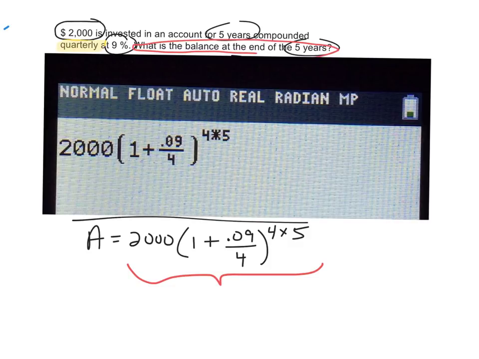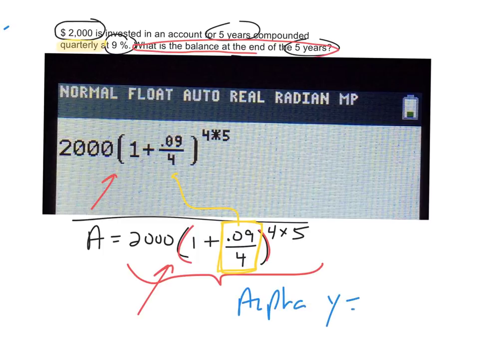A couple of things to point out. You understand this means 2,000 times. The nice thing is you can just simply type in 2,000 and then the open parentheses. The r over n, the 0.09 over 4, is a fraction. So you want to use the alpha y equals template to type in the fraction.